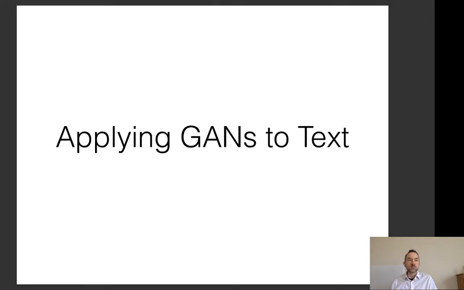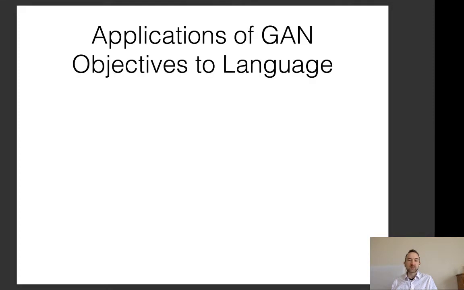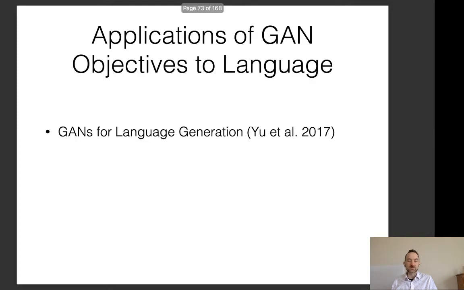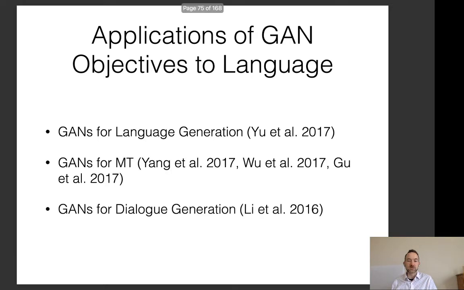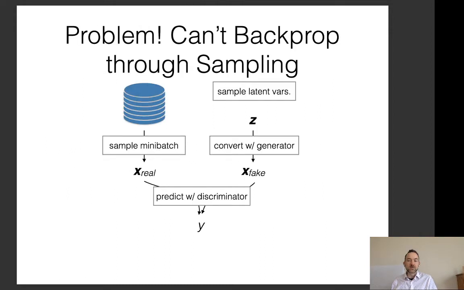Okay, so up until now I was talking a lot about images, which is also where GANs have been applied most profusely, but they've also been applied to text. So for example, they've been applied to language generation, machine translation, dialogue generation. Notably, a lot of these are around 2017 because that's when GANs became very popular. But there's also a number of problems when you apply GANs directly to text generation.